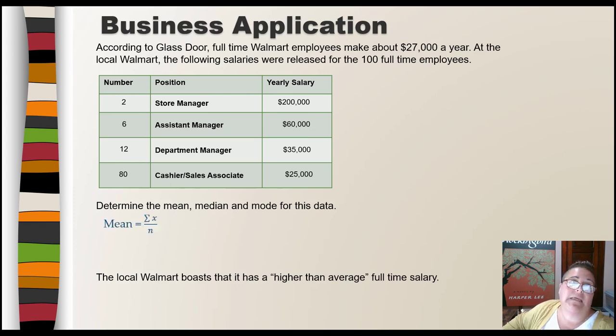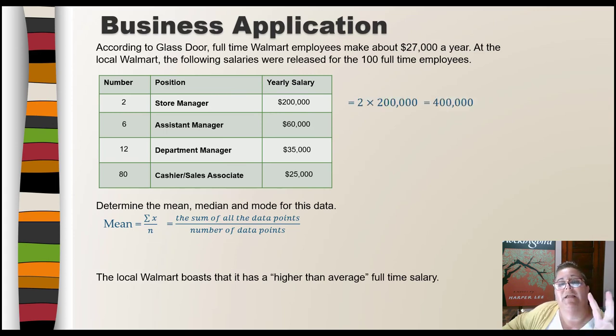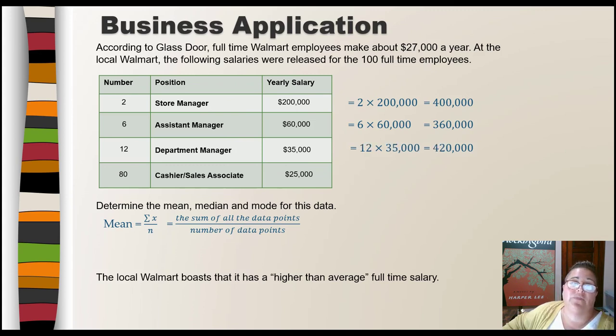In order to find the mean, we're going to again use what's known as a weighted average. We're going to find the sum of all of the data points and divide by the number of data points. Same thing a mean is. So we're going to take the 2 store managers at $200,000, which is $400,000. The 6 assistant managers at $60,000 would be $360K. 12 department managers at $35,000 would be $420,000, and 80 sales associates at $25,000 would be $2 million.